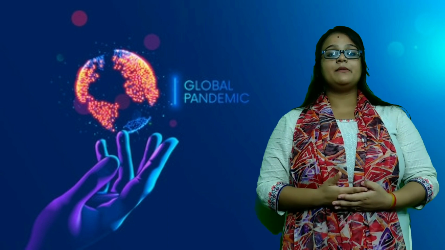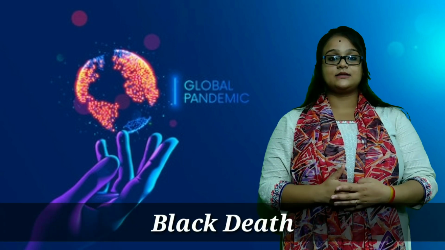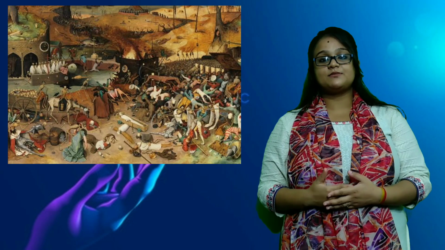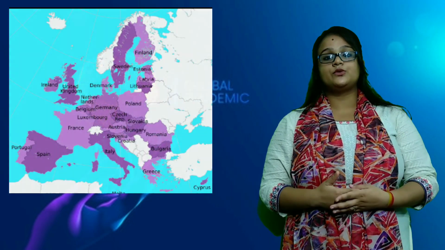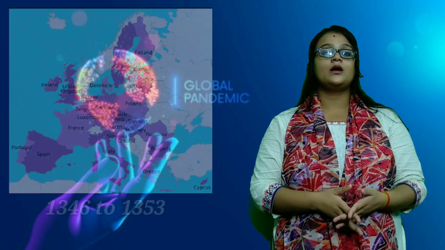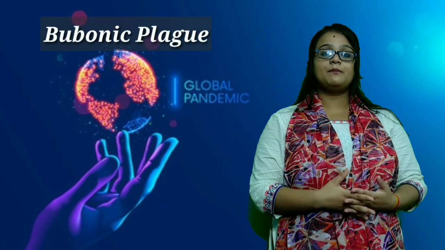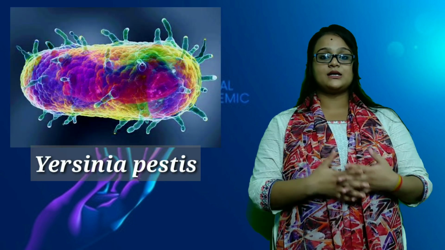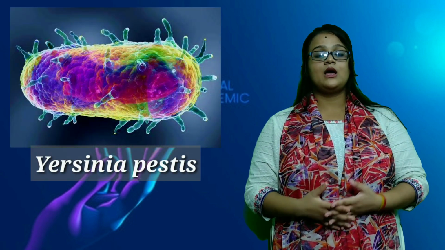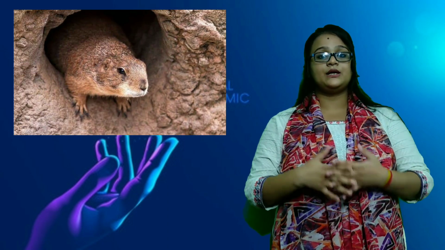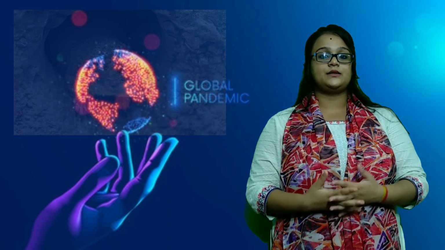The first pandemic we are talking about is the Black Death. The disastrous mortal disease known as the Black Death spread across Europe from 1346 to 1353. The Black Death was an epidemic of bubonic plague, a disease caused by the bacterium Yersinia pestis. This circulates among wild rodents, where they live in great number and density.